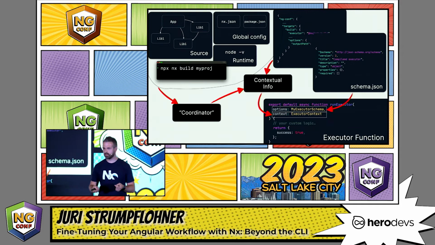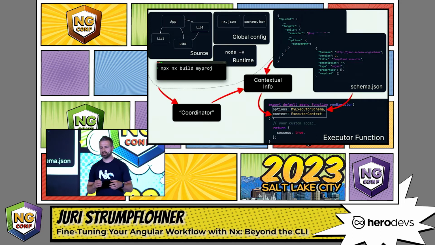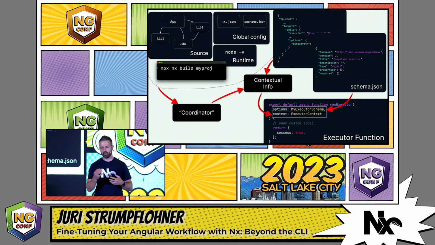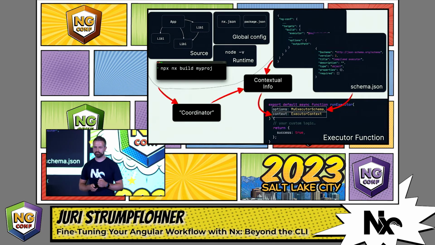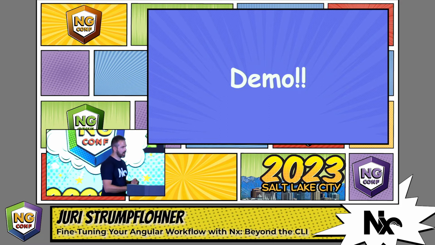And then we also have the same notion of a schema, which we also pass in, which can provide validation against what we actually can configure on that executor. So let's again see how that differs.